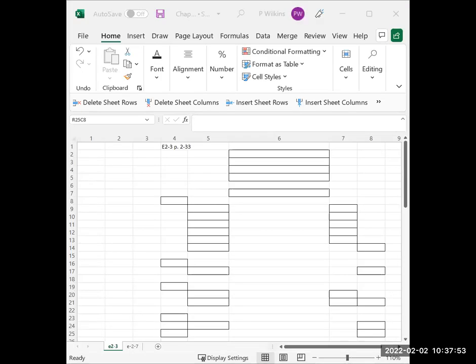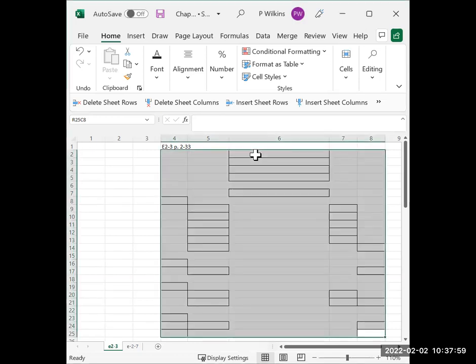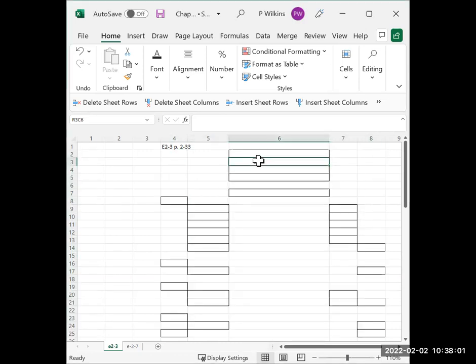All right, so this is exercise 2-3 on page 233 of the textbook. It says, exercise 2-3, suppose the following items were taken from the December 31, 2022 asset section of the Boeing Company balance sheet. All dollars are in millions. And there's a whole list of accounts with dollar amounts.